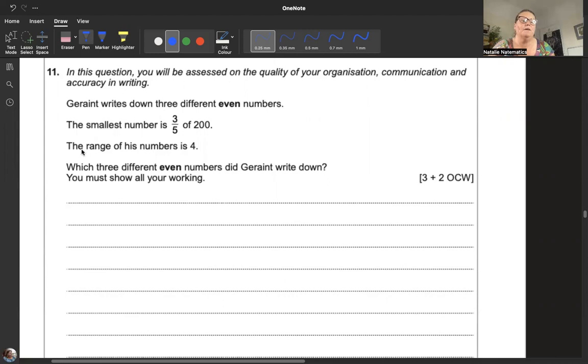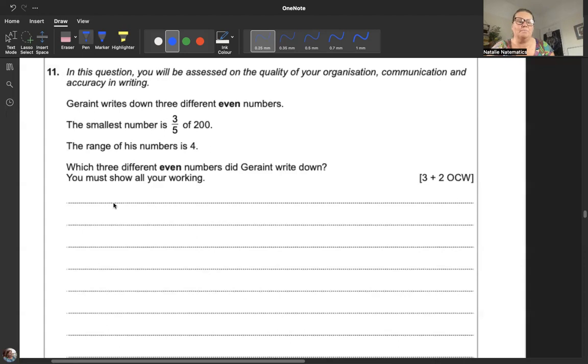So Geraint writes down 3 different even numbers. The smallest number is 3/5 of 200. The range of his numbers is 4. Which 3 different even numbers did Geraint write down?